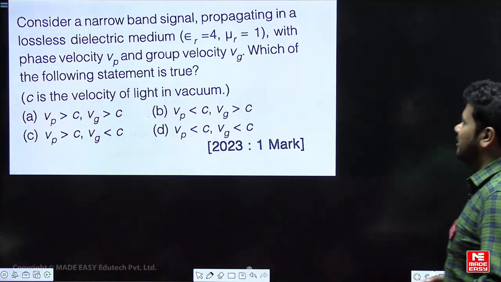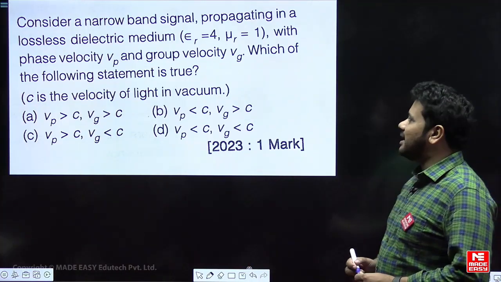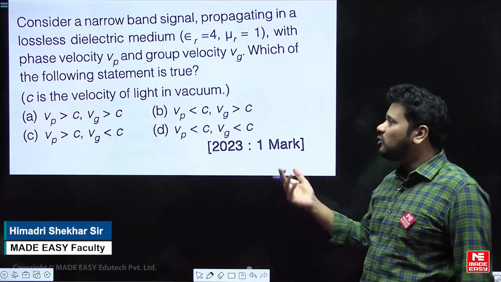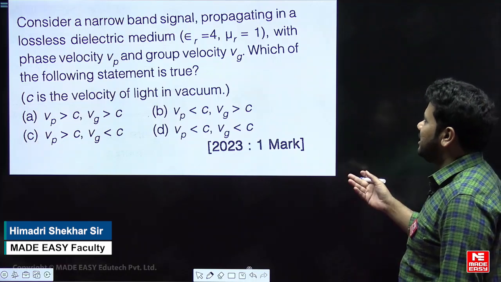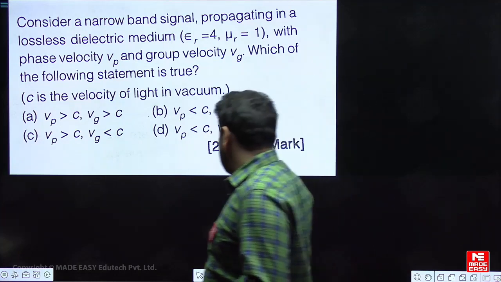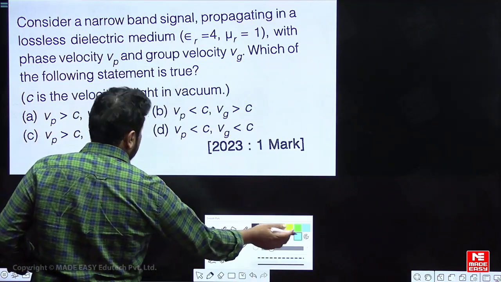So in this question, consider a narrow band signal propagating in a lossless dielectric medium. Epsilon r is given as 4 and mu r is equal to 1. Mu r equal to 1 means non-magnetic material, with phase velocity and group velocity. Which of the following statements is true? Correct. Now, since epsilon r is given, what type of medium?